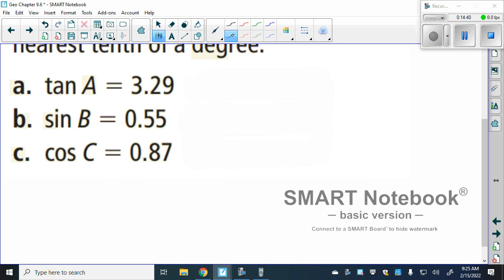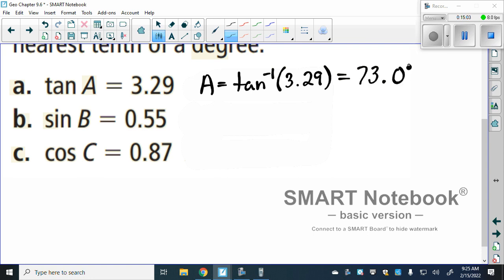So for the first one here, what are we going to do to both sides? We're going to take which one? Inverse of tangent. Tangent inverse of our 3.29. And tangent inverse of 3.29 is? 73.1.